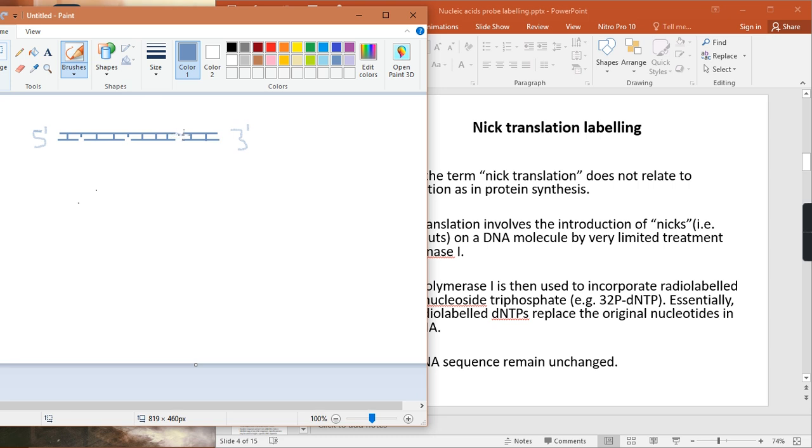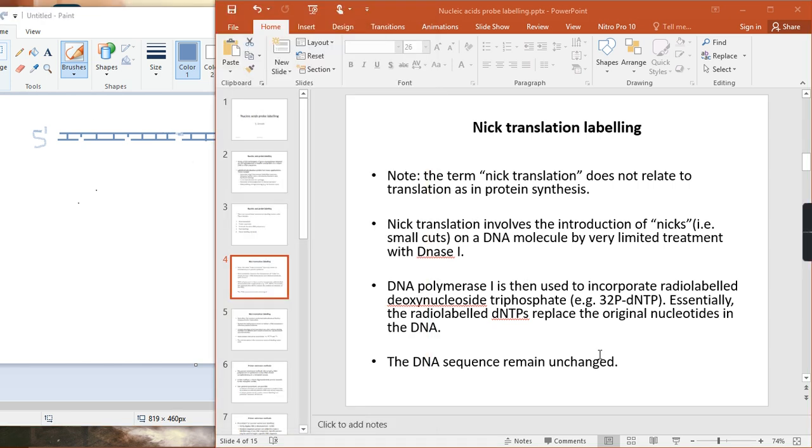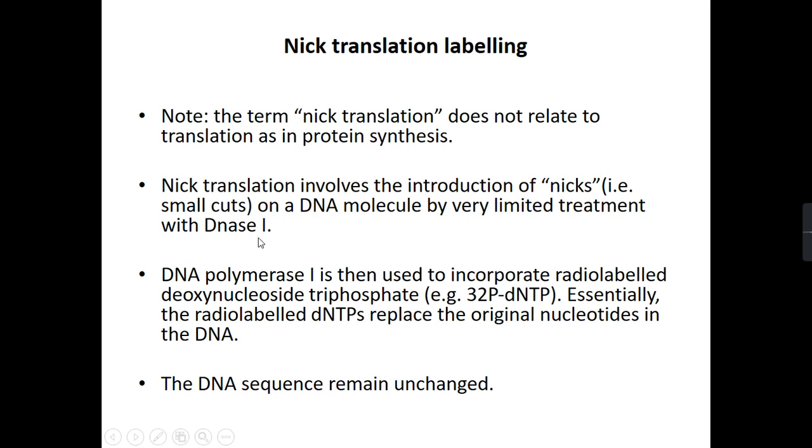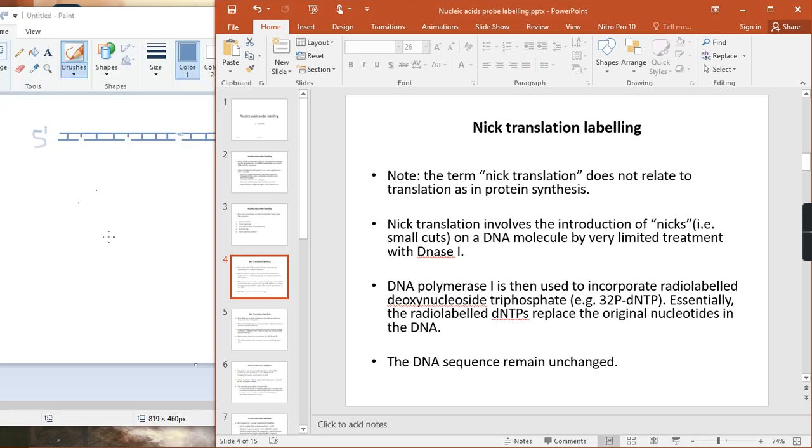So let's extend our line, and let's get back to our notes. DNA polymerase 1 is then used to incorporate radiolabeled deoxynucleoside triphosphate, that is 32P, and then dNTP. So let's get back to our drawing here.